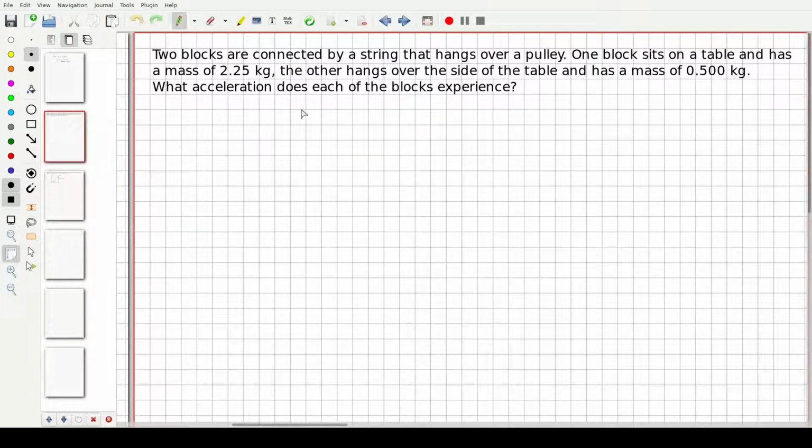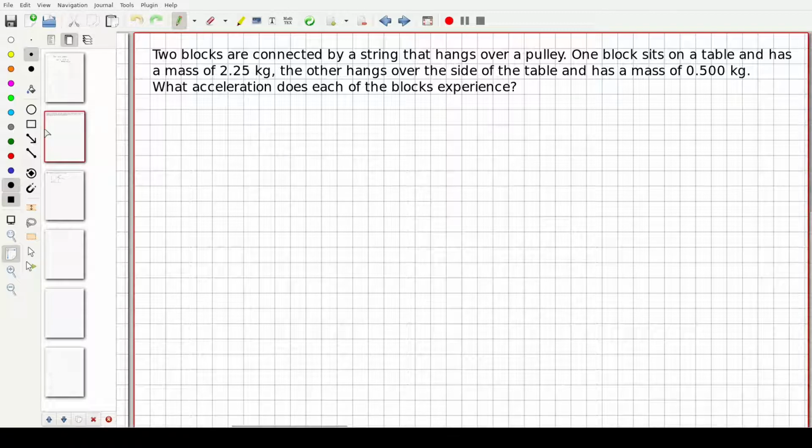I want you to think about two blocks that are connected by a string that hangs over a pulley. One block sits on a table and has a mass of 2.25 kilograms, and the other hangs over the side of the table and has a mass of 5.500 kilograms. I want to know what acceleration each of the blocks is going to experience.